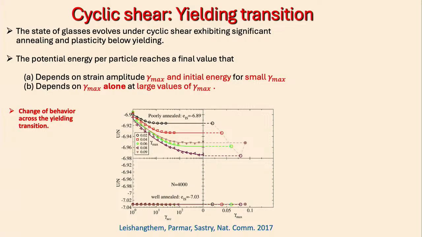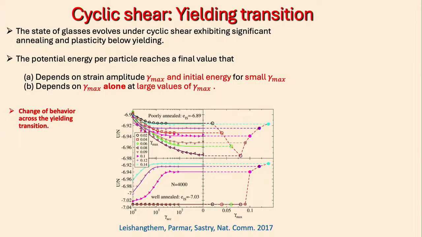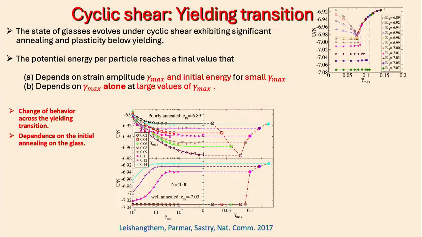In this part of the story, depending on whether I start with a poorly annealed glass or a well annealed glass, the behavior is very different. But if I go to larger amplitudes, now I begin to have final states which don't depend on whether I started with a well annealed glass or a poorly annealed glass, but I reach the same final state. All right.